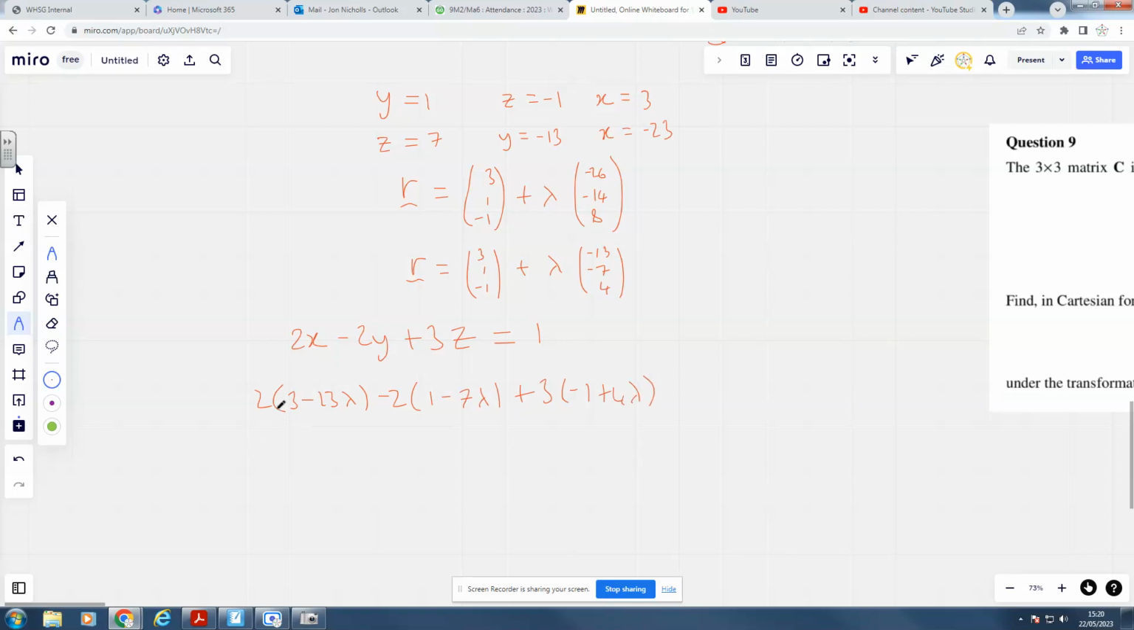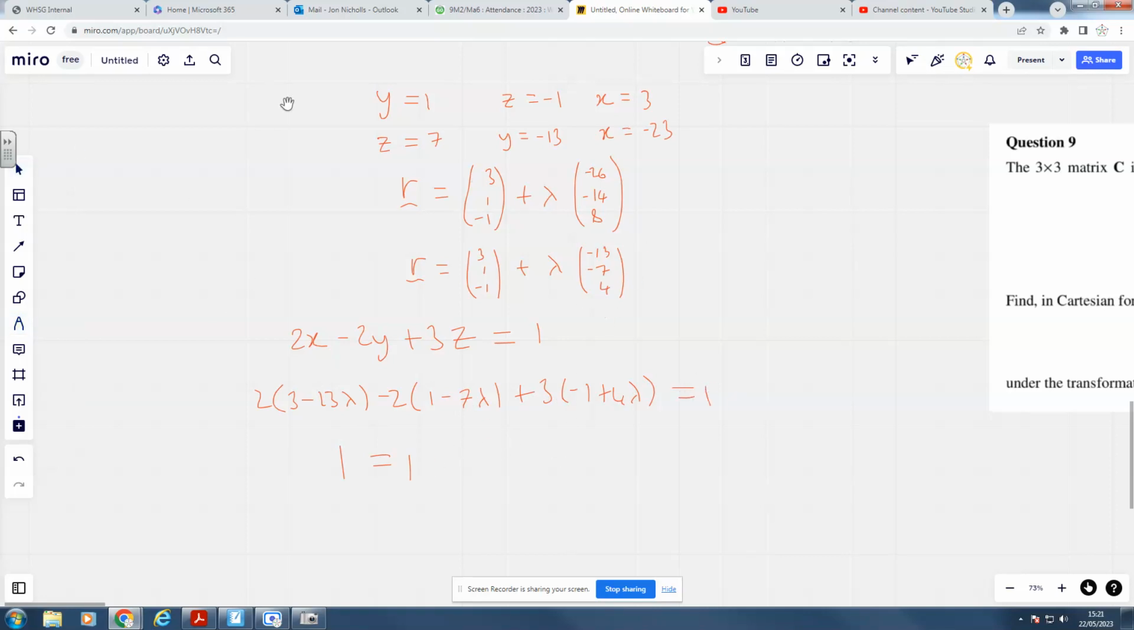Okay, let's see what this equals. 6 minus 2 is 4, minus 3 is 1. And then you're going to get minus 26 lambda plus 14 lambda plus 12 lambda. And 14 plus 12 is 26. So you just get 1 equals 1, yeah? And hence it looks very, very good, this equation.